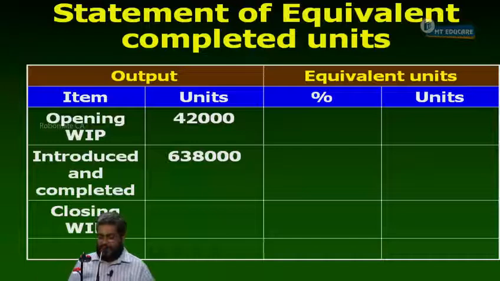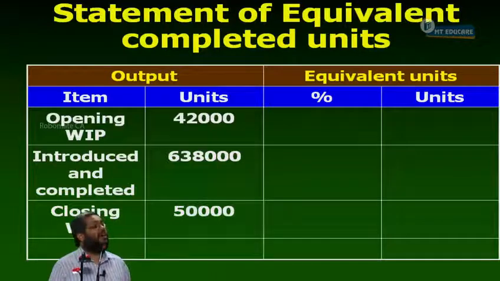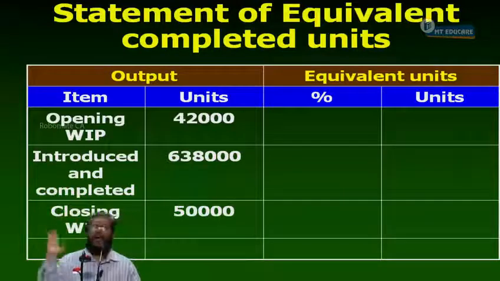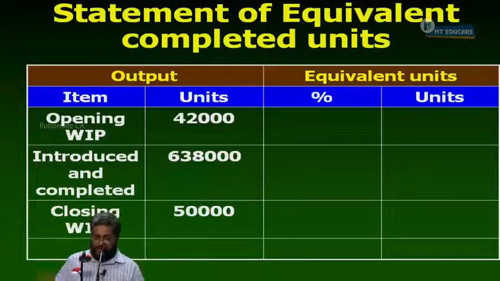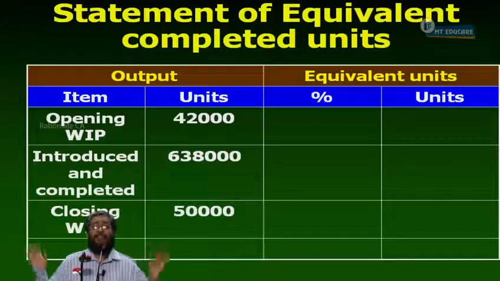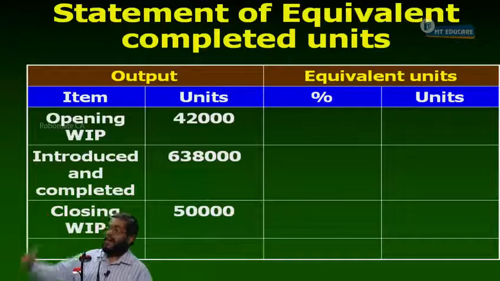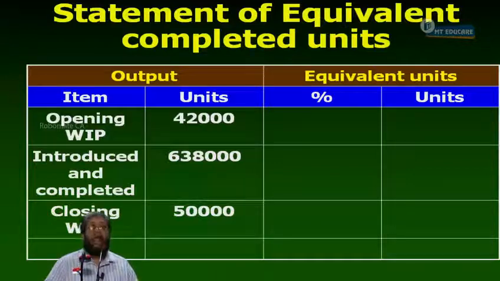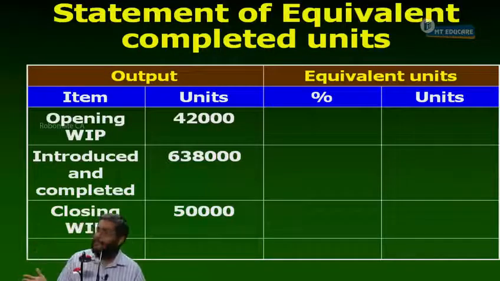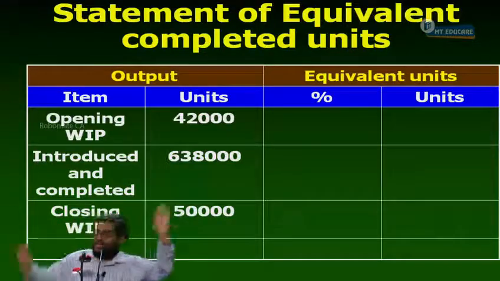Apart from 6,80,000 complete units, I also produce 50,000 incomplete units. This is the current year production. Yes or no? In the current period, I produce two categories of output: completed output and incomplete output. Of the 6,80,000 completed output, was everything produced this year? No. Out of this, 42,000 started last year and completed this year, and the balance 6,38,000 started this year and completed this year. And the balance 50,000 started this year and did not complete. It is going to be completed next year. Everybody following or not?